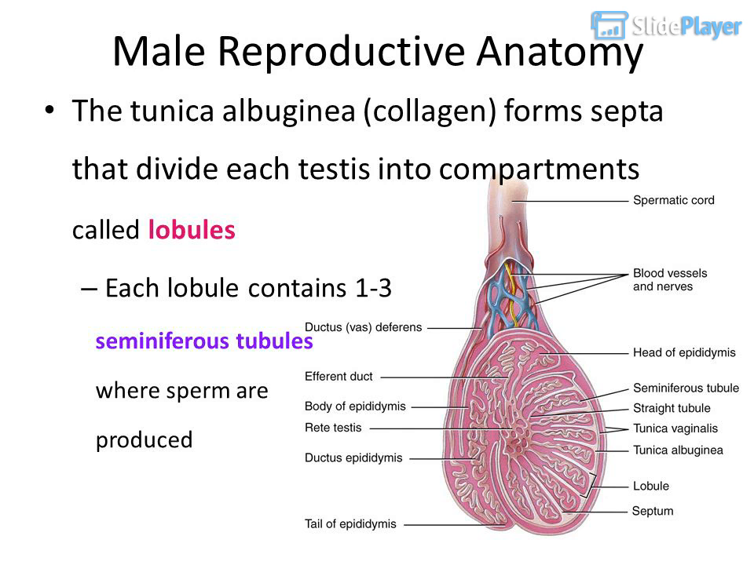Male reproductive anatomy. The tunica albuginea, collagen, form septa that divide each testis into compartments called lobules. Each lobule contains 1 to 3 seminiferous tubules where sperm are produced.